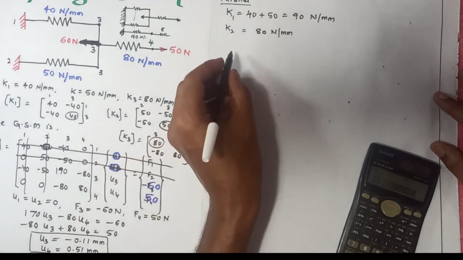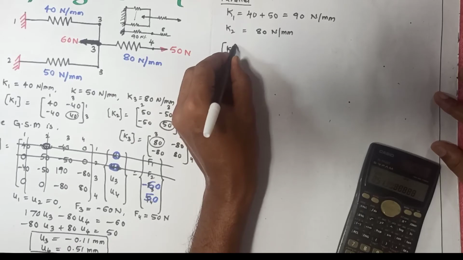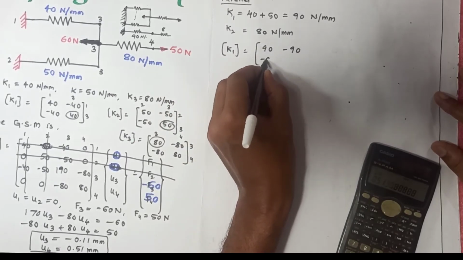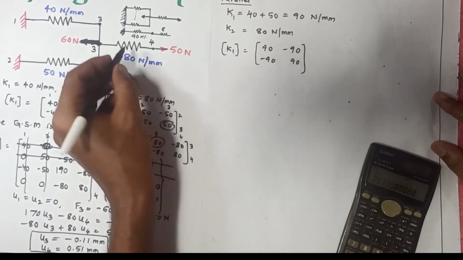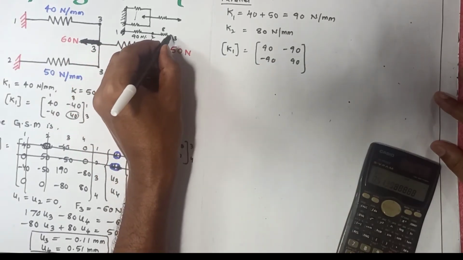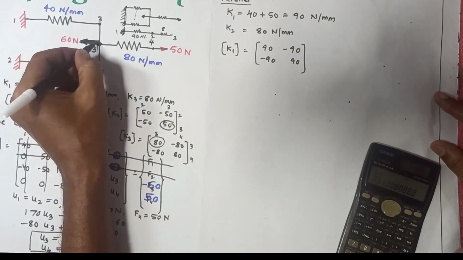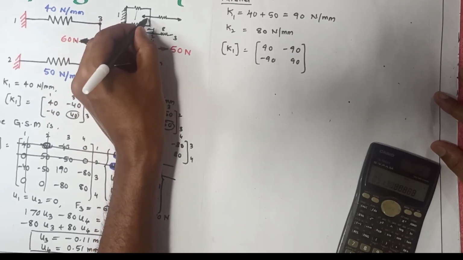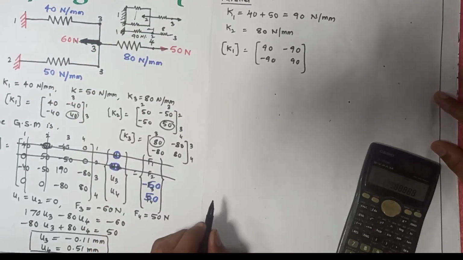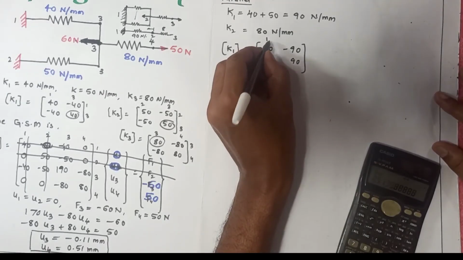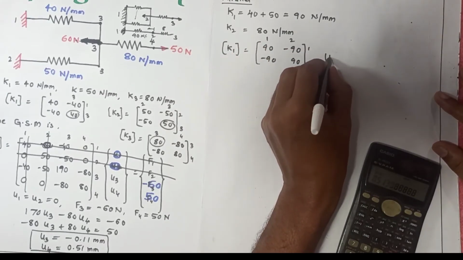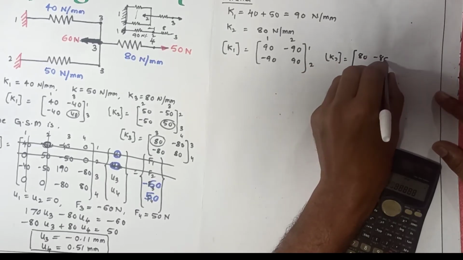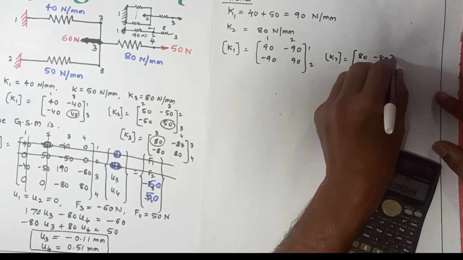Again the same format. Okay, so K1 will be 90 minus 90, minus 90 plus 90. What are the nodes here? I can say this is 1, 2, 3. At 2 there is one force applied. So this is 1, this is 2, and this is 3. Only 3 nodes. Okay, so element 1 is 1 to 2. Now what is K2? It is 80 minus 80, minus 80 plus 80. So what are the nodes? 2 to 3.